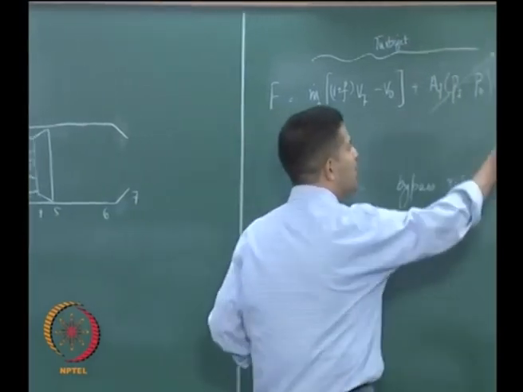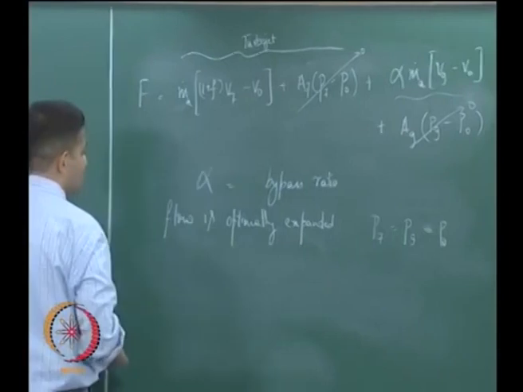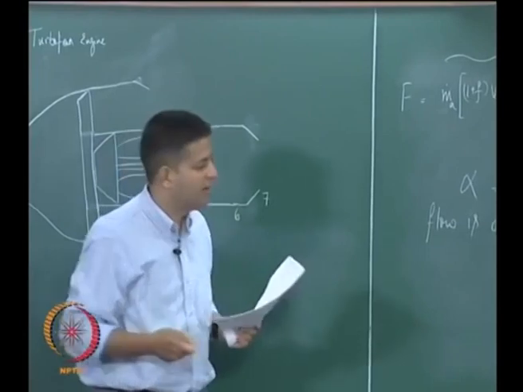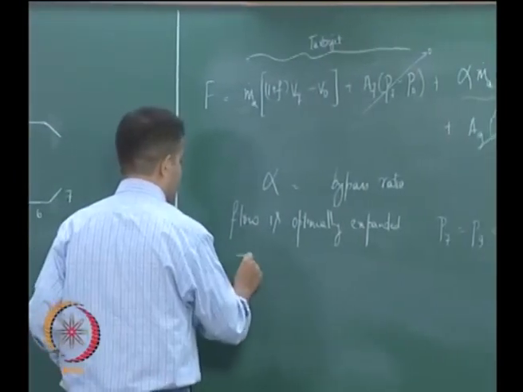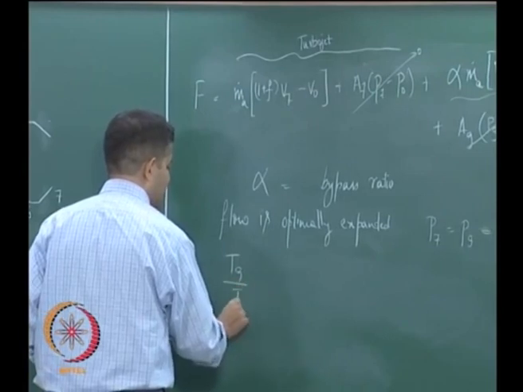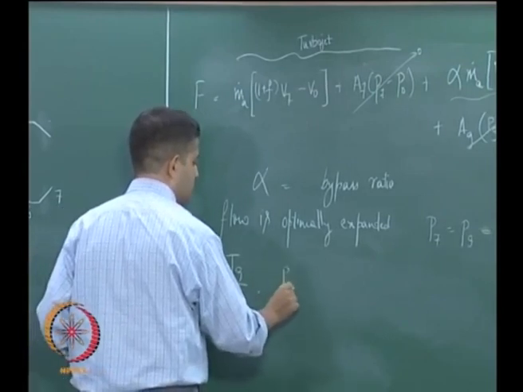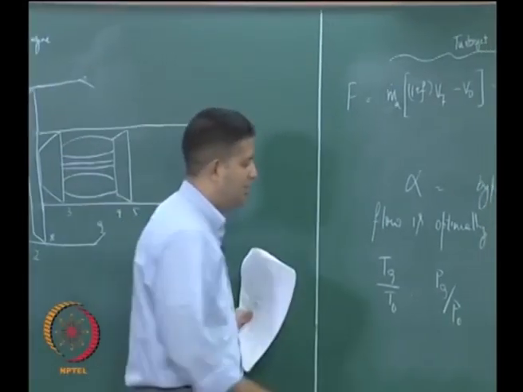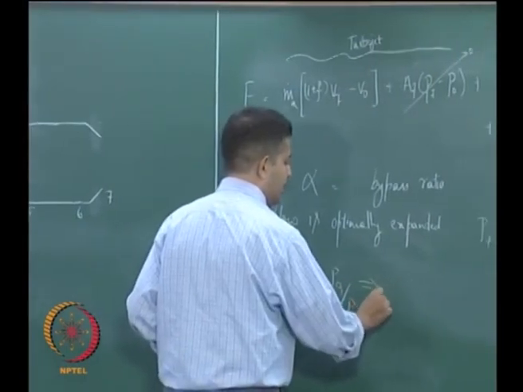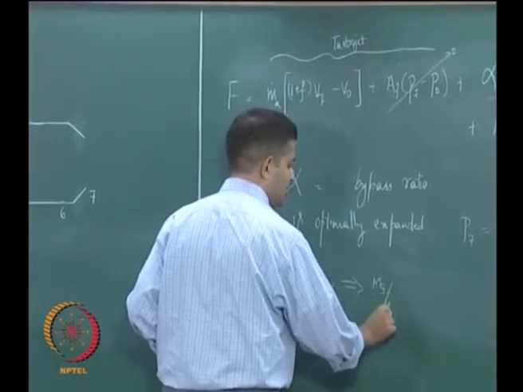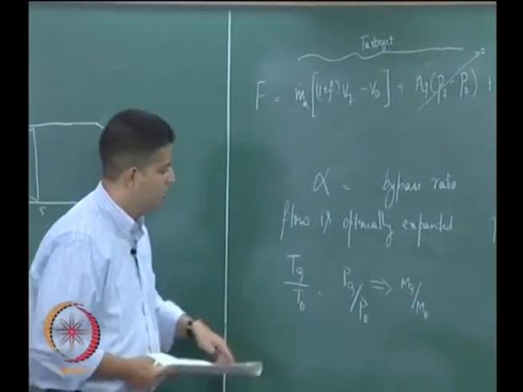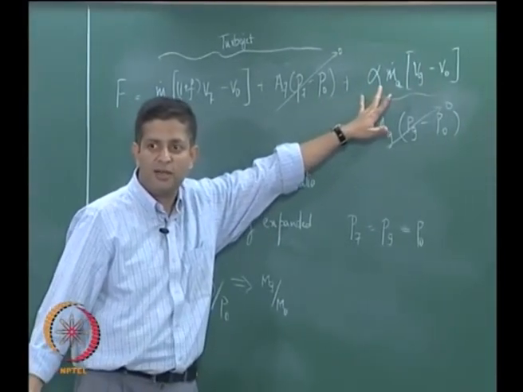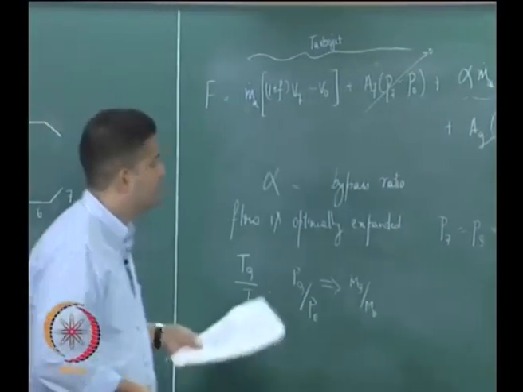So in order to do this, what do we do? What are the things that we need? V9 by V naught is what we will get. So we need T9 by T naught and P9 by P naught. That is, from here we will get M9 by M naught. So knowing these two, we can also get this portion, non-dimensionalize this portion and get this value. Okay.